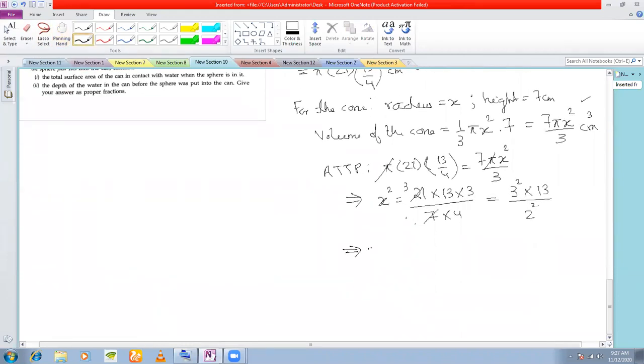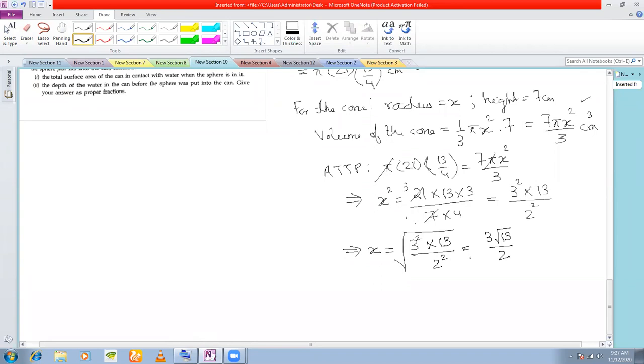You're getting x is equal to the square root of 3², not x², x is equal to the square root of 3² into 13 divided by 2². So this actually comes to 3√13 divided by 2. This is your radius of the cone.